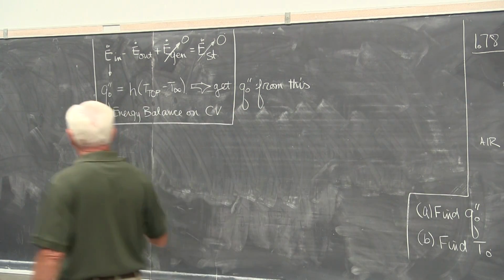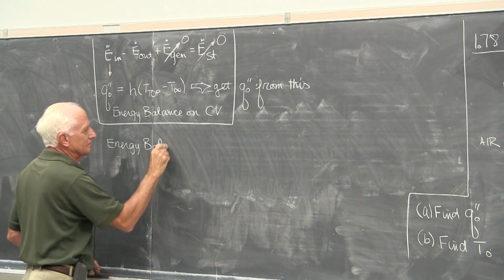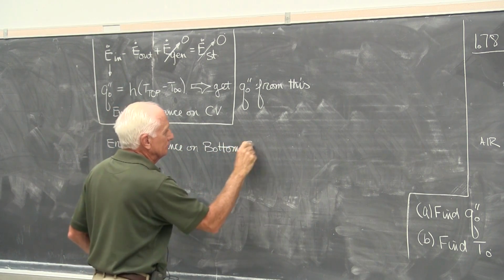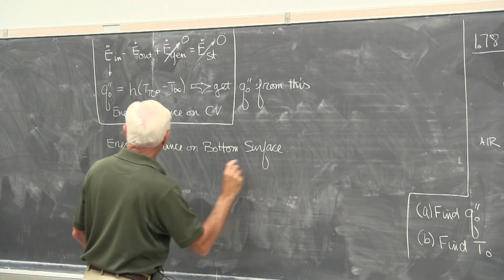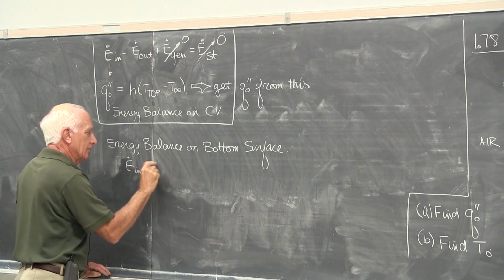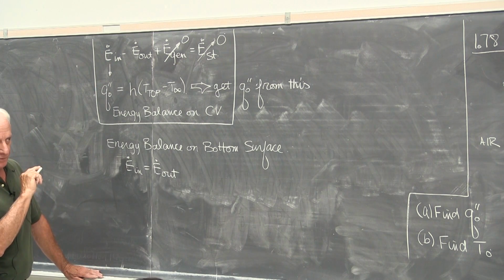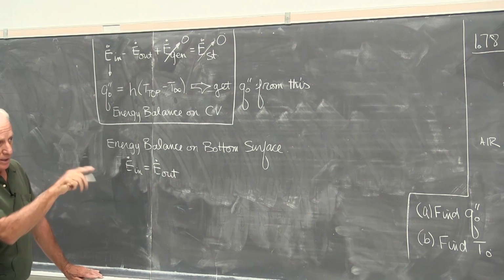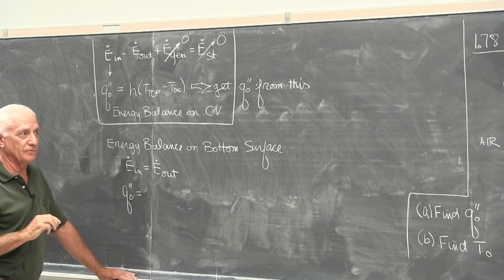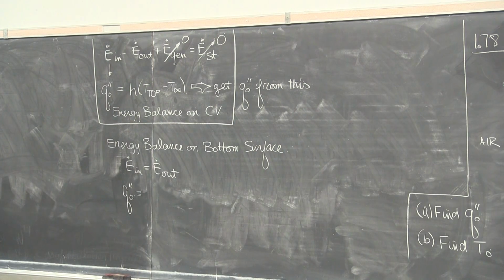Control volume is bottom surface. Energy balance on bottom surface. Okay, E dot in equals E dot out. What comes in? From the source, the electric heater, Q naught double prime. What's going out from the surface? Oh, conduction into the wall. Right, conduction into the wall. There it is up there.